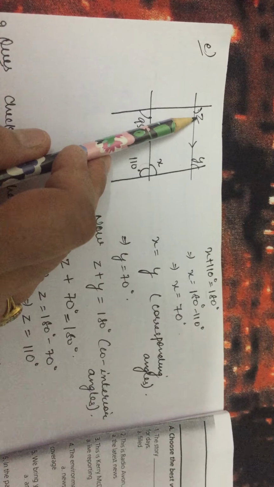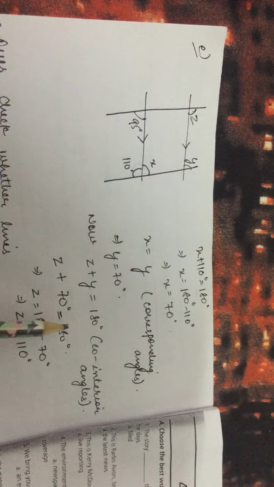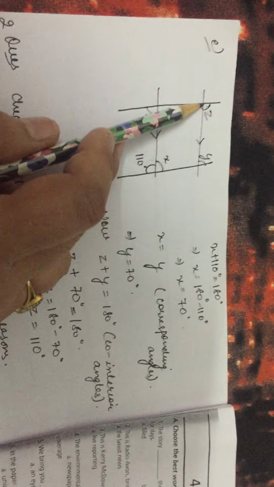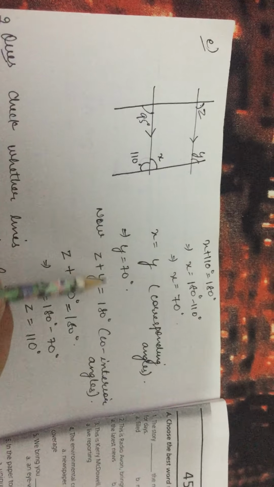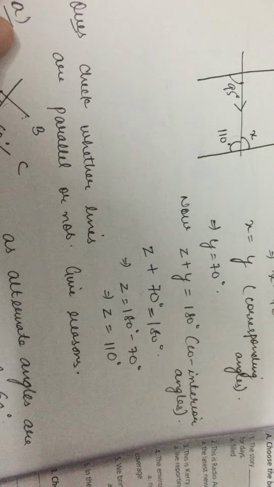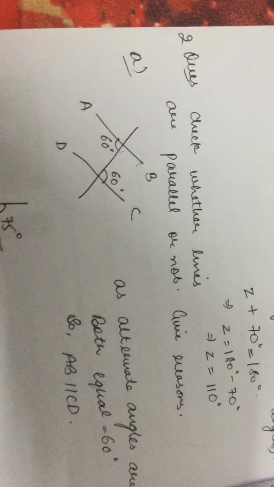Next, if I want to find Z, Z plus Y is equals to 180. Co-interior angles, we have done this. Pair of co-interior angles add up to 180 degree. So Y is 70, substitute here. Z plus 70 is equal to 180. So Z comes out to be 110.